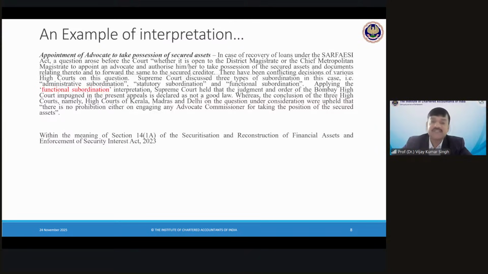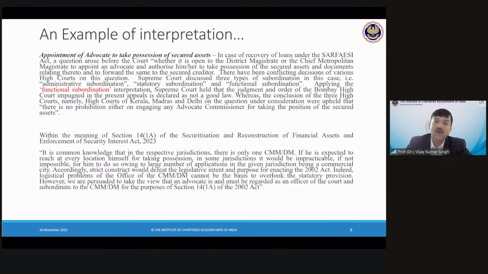So within the meaning of section 14(1)(a) of the Securitization and Reconstruction of Financial Assets and Enforcement of Security Interest Act, that is called SARFAESI in short, it is common knowledge that in the respective jurisdiction, there is only one CMM and DM. So if he is expected to reach every location himself for taking possession, in some jurisdictions it would be impracticable, if not impossible, for him to do so, owing to the large number of applications in the given jurisdiction, being a commercial city, like for example, Bombay, or maybe Delhi, or maybe any other big city nowadays.